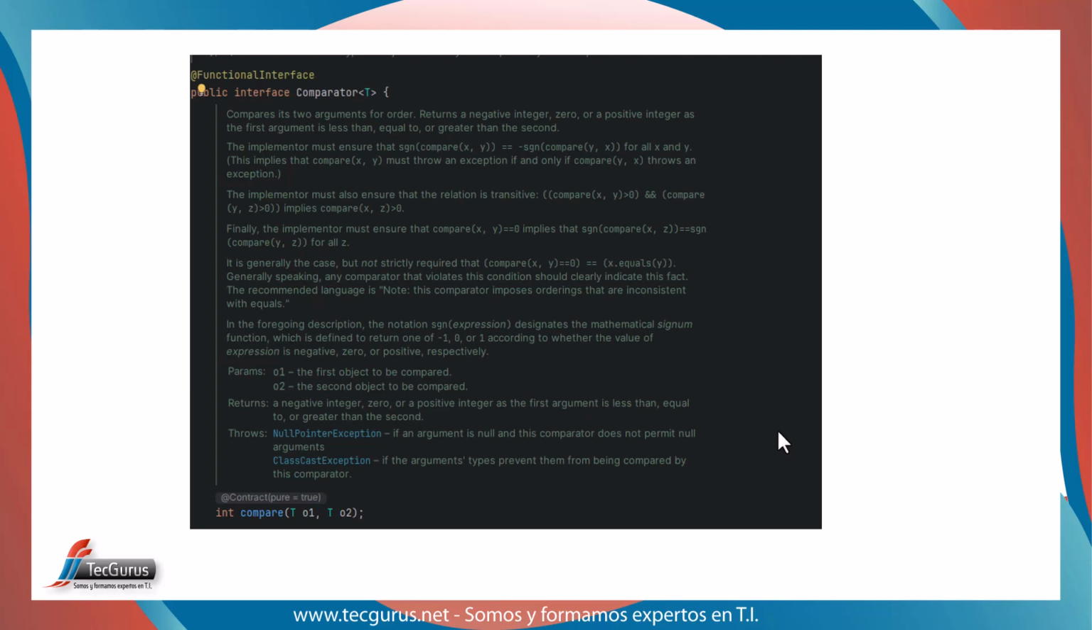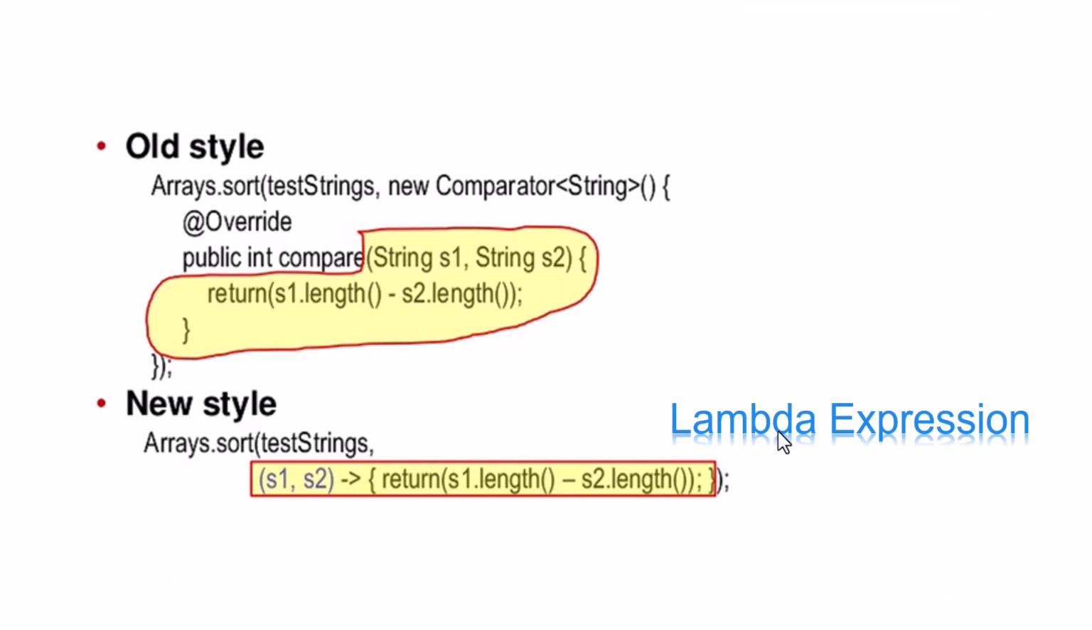The @FunctionalInterface annotation is optional, but I suggest that you add it as a good practice to make your code more readable. Again, having only one abstract method turns it into a functional interface, so I can use it as a lambda expression. As we can see here, at the bottom, I have the compare method, the implementation s1, s2, and the line that implements that comparison of the elements.